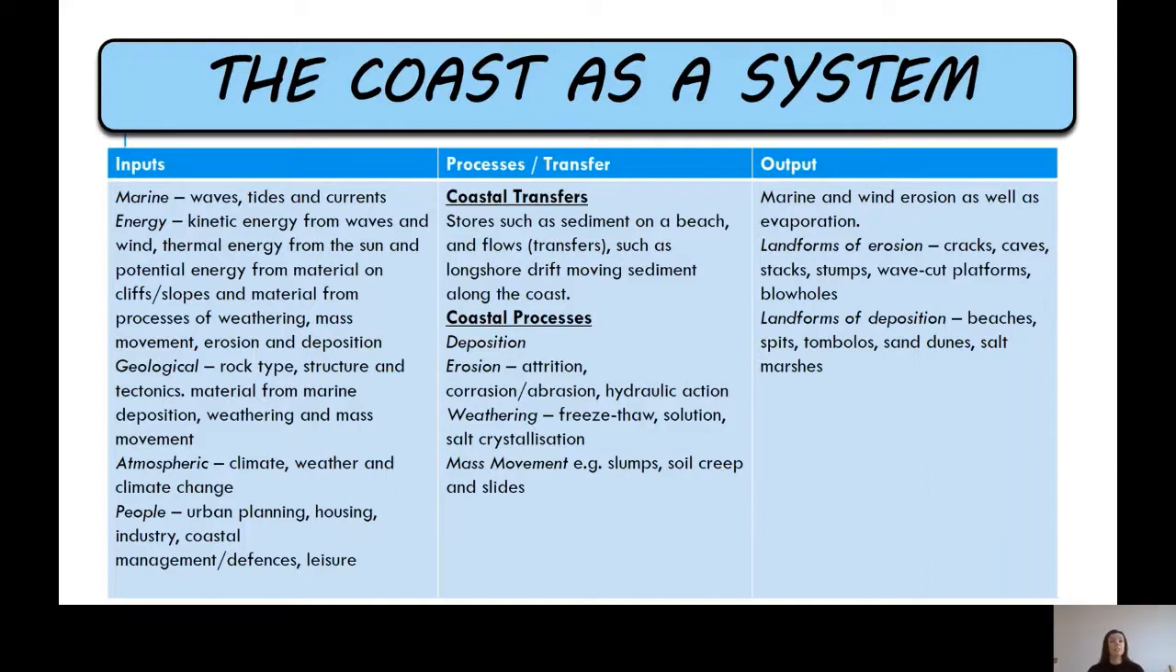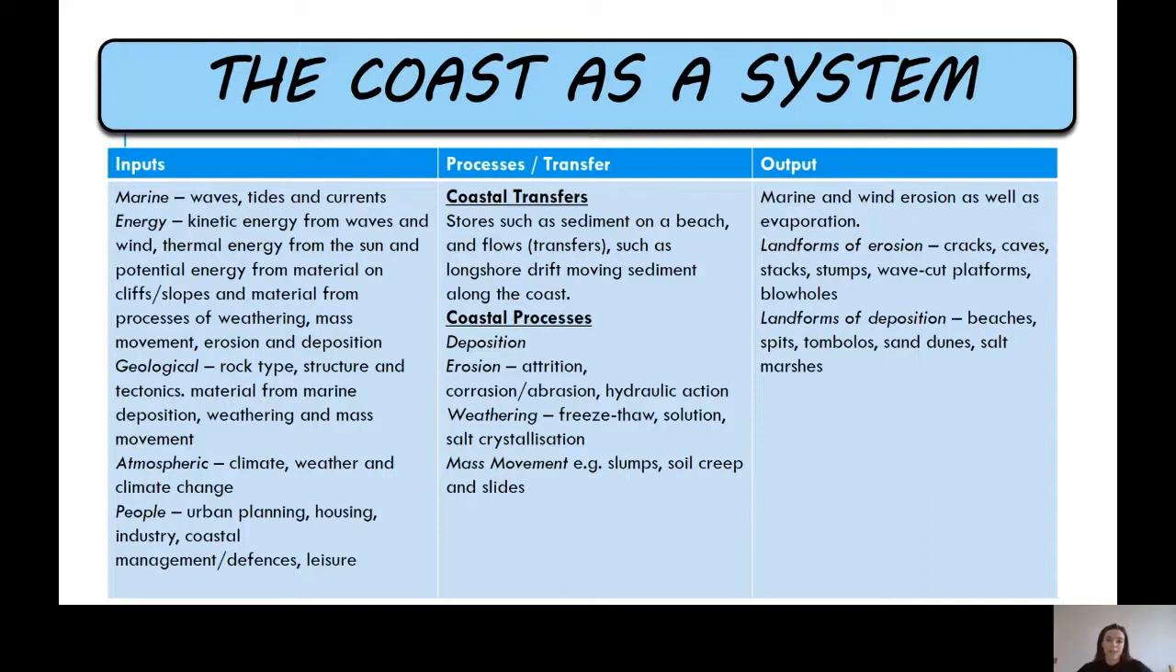People, because the activities of the humans can impact the inputs of a system, and people can input groins, for example, which then has a knock-on effect on the whole system. Processes or transfer, the most common one being Longshore Drift, which is the transfer of sediment along a beach. And processes also include erosion, weathering and mass movements. And throughout this presentation, we'll go over all those things.